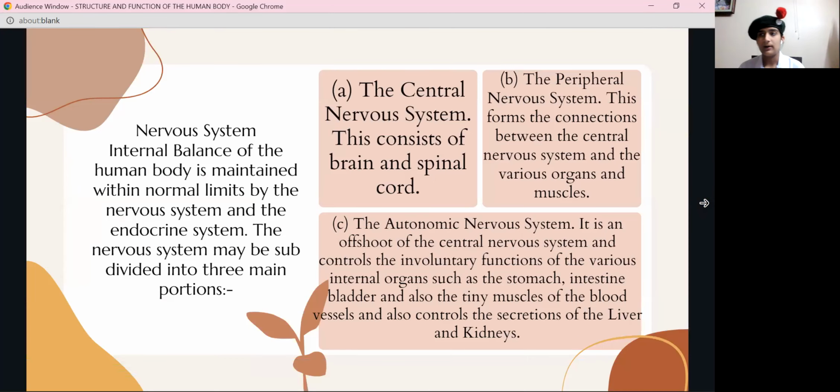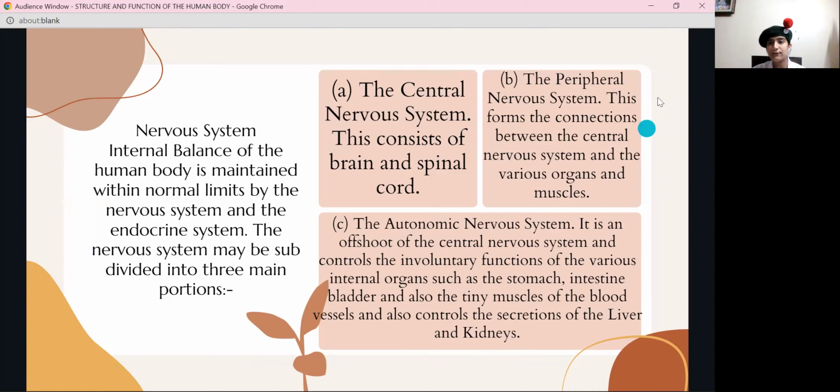Now we are going to talk about the nervous system. Internal balance of the human body is maintained within normal limits by the nervous system and the endocrine system. The nervous system may be subdivided into three main portions. So number one is the central nervous system, which consists of the brain and spinal cord.